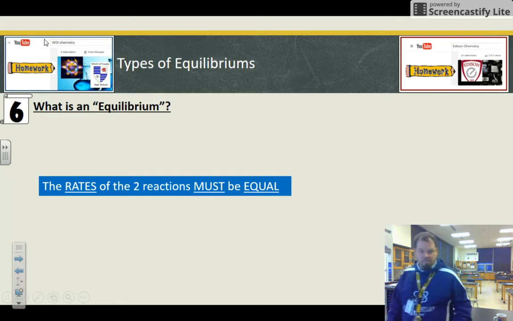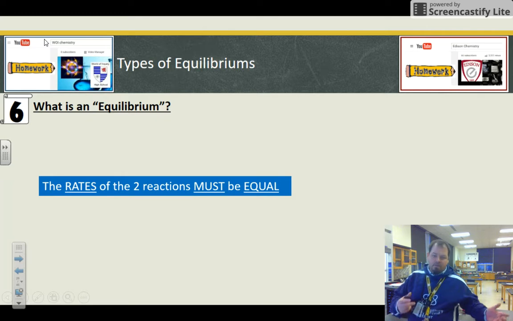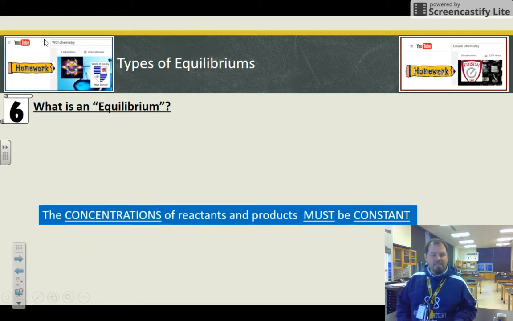Of all equilibriums. So for one step forward, there's going to be one step back. Two steps forward, there's going to be two steps back. The rates of the reactions are equal. And because of this, the concentrations of the products and the reactants will be constant. So the rates are equal, the concentrations are constant.